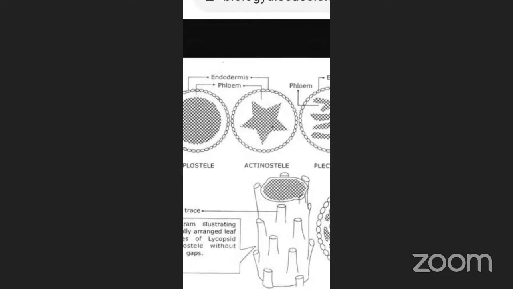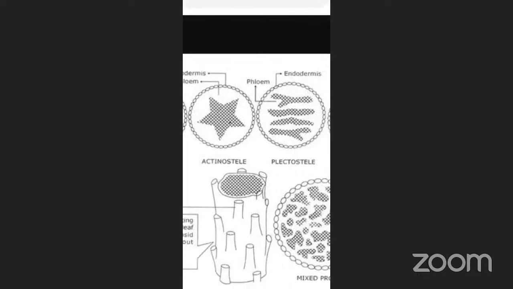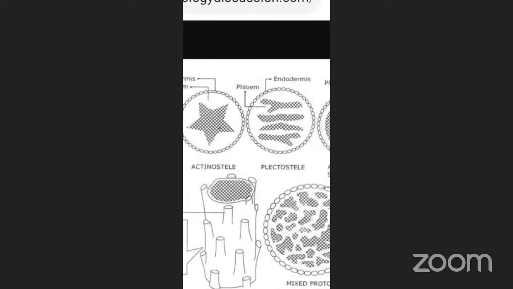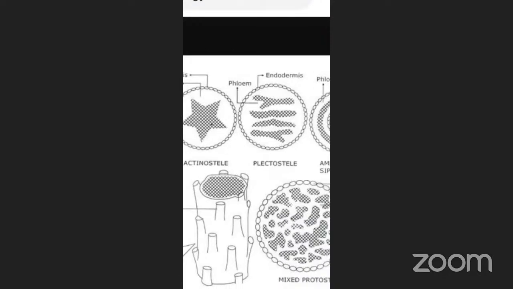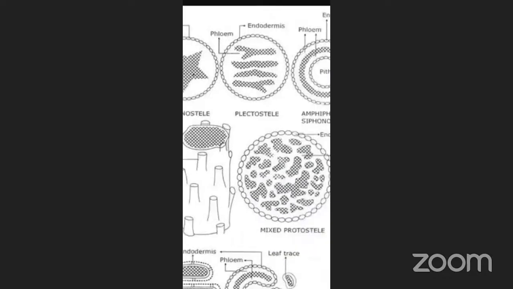And the actinostele further undergoes variation to separate plates, arranged like this, the plectostele. Parallel plate-like structures are there. That one we call the plectostele in Lycopodium volubile. So already yesterday we discussed the actinostele, plectostele, mixed protostele, like that.